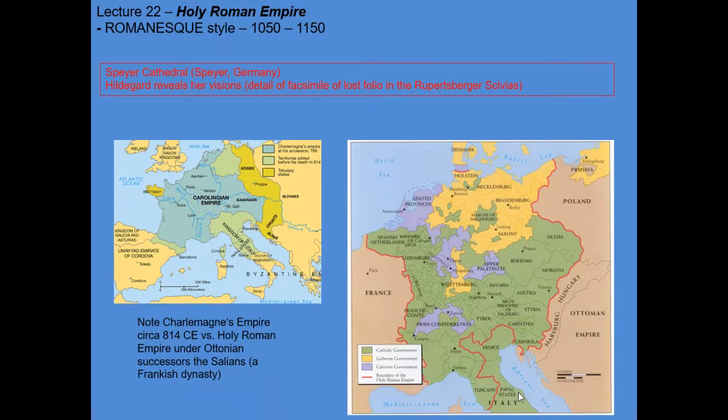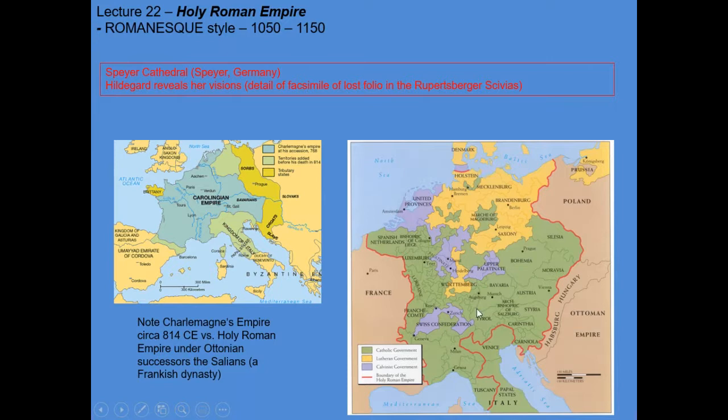Just as a reminder, we had looked during the era of Charlemagne at the full extent of the Holy Roman Empire. Remember, it included quite a bit of Italy, most of modern day France and Germany. By the time the Ottonians are the leaders of the Holy Roman Empire, it is a much smaller territory. It does not include the majority of France. So we've already looked at France separately. We're now looking at the Holy Roman Empire during the Romanesque era.